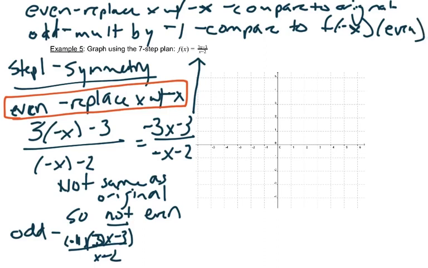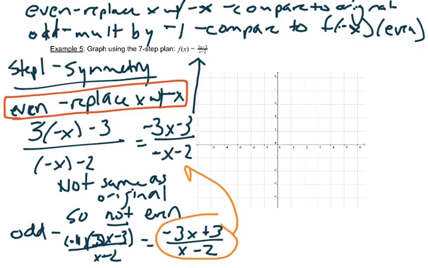So what I mean by that is here, where we have -1 times the top, we would get -3x plus 3 over x minus 2. So I take this and I compare it to this. Okay, for even, we compare back to the beginning, but for odd, we compare back to the even part.